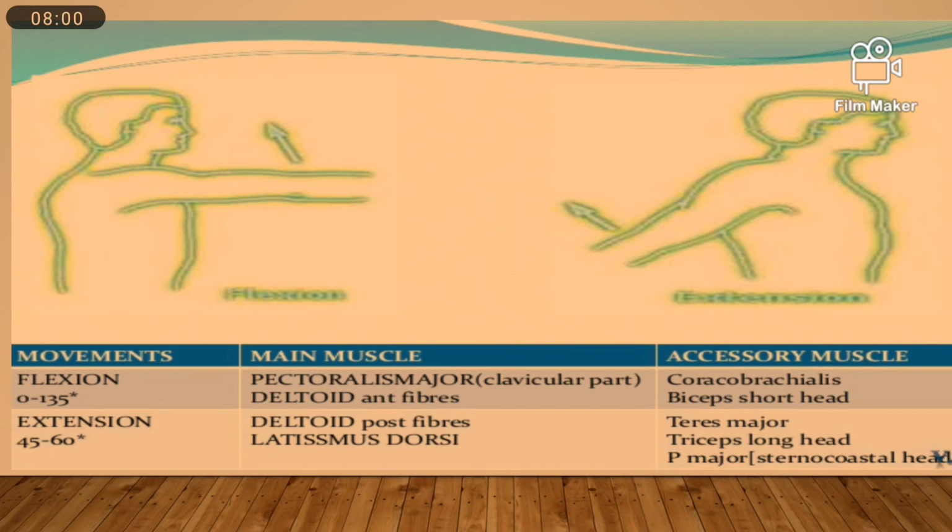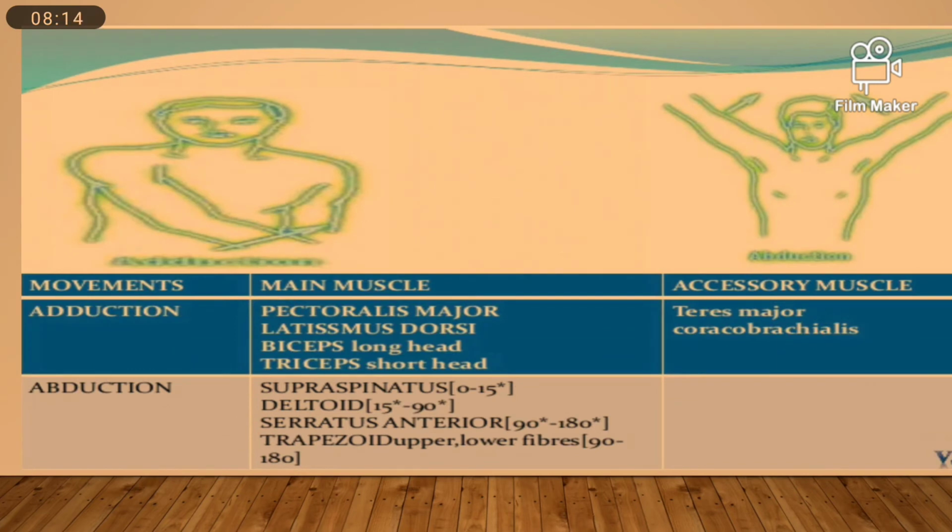Flexion 0 to 135 degrees is by pectoralis major and deltoid, assisted by coracobrachialis and biceps short head. Then extension 45 to 60 degrees is done by deltoid posterior fiber and latissimus dorsi. Then adduction is done by pectoralis major, latissimus dorsi, biceps and short head of triceps, biceps long head. Then accessory muscles, teres major and coracobrachialis.